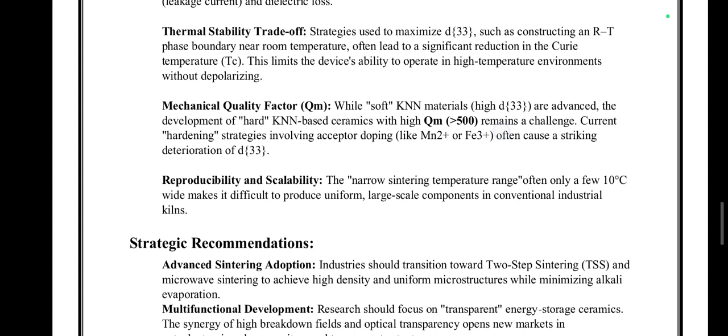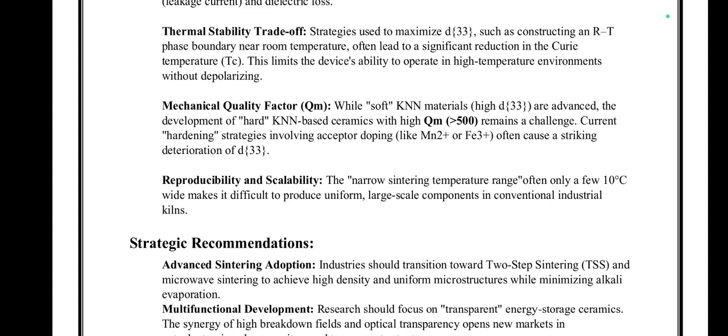Mechanical quality factor: while soft KNN materials are advanced, the development of hard KNN based ceramics with a high mechanical quality factor greater than 500 remains a challenge. Current hardening strategies involving acceptor doping like manganese or iron ions often cause a striking deterioration of the d33 piezoelectric coefficient.